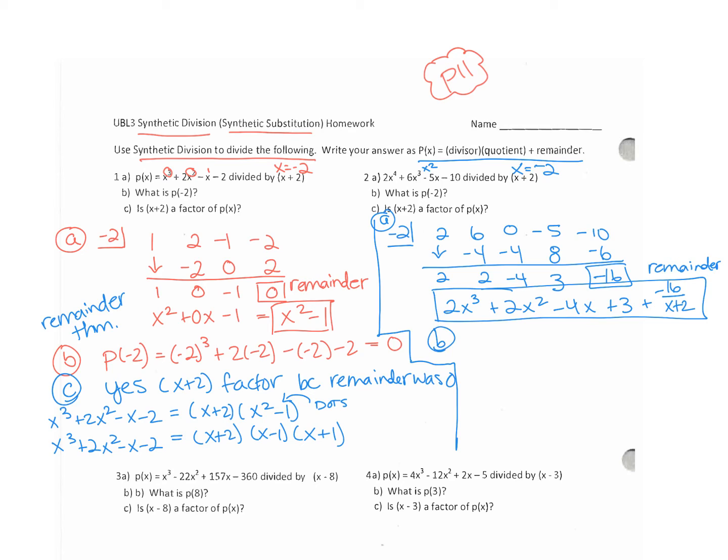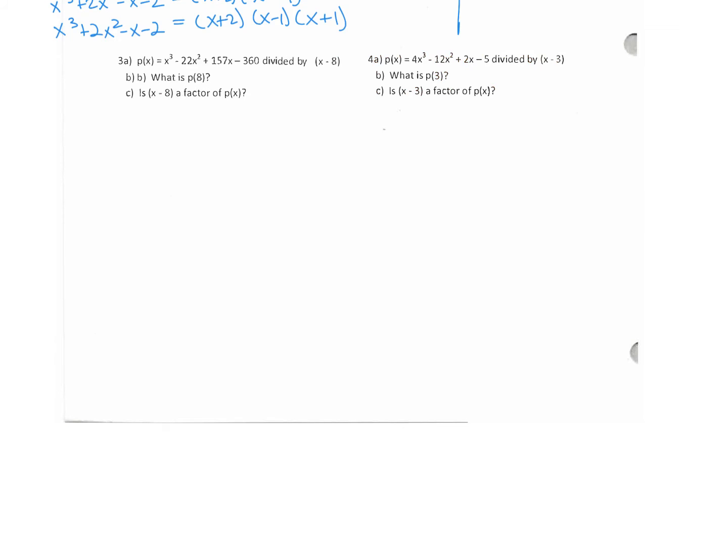So B, what is the answer when I substitute negative 2 into my polynomial? Well, the answer when I substitute it in will be whatever my remainder is, which is negative 16. So is x plus 2 a factor? No, since the remainder is negative 16, it is not a factor. It wasn't 0. So let's take a look at 3.